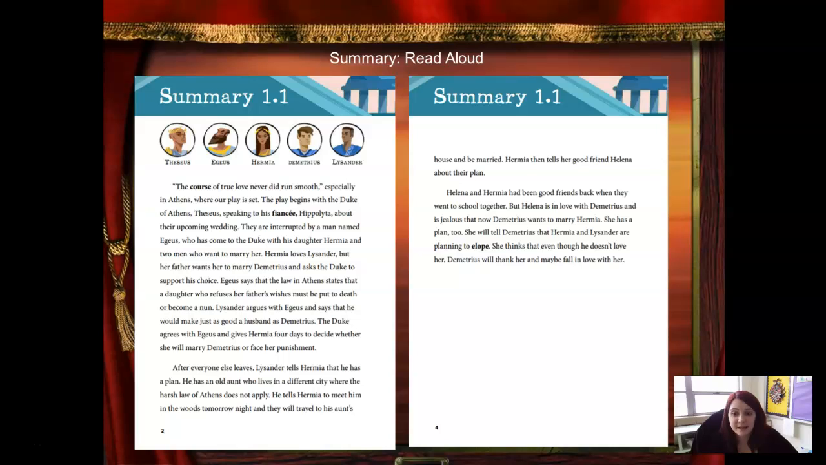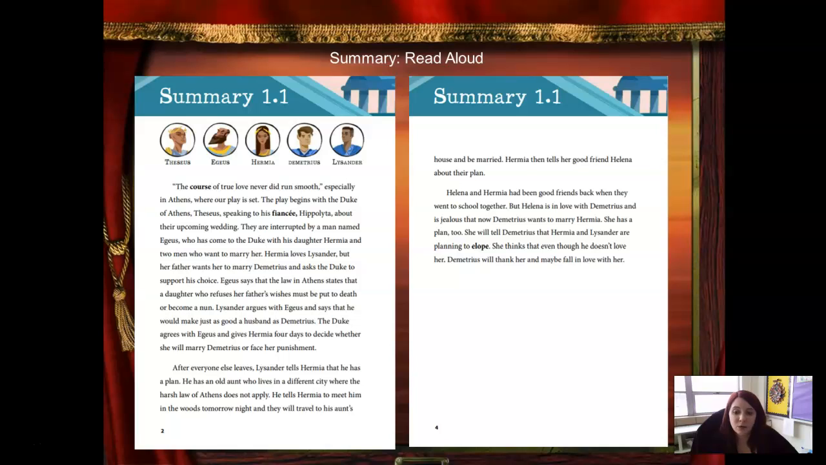Hermia loves Lysander, but her father wants her to marry Demetrius, and asks the Duke to support his choice. Aegeus says that the law in Athens states that a daughter who refuses her father's wishes must be put to death or become a nun. Lysander argues with Aegeus and says that he would make just as good of a husband as Demetrius. The Duke agrees with Aegeus and gives Hermia 4 days to decide whether she will marry Demetrius or face her punishment. After everyone else leaves, Lysander tells Hermia that he has a plan.